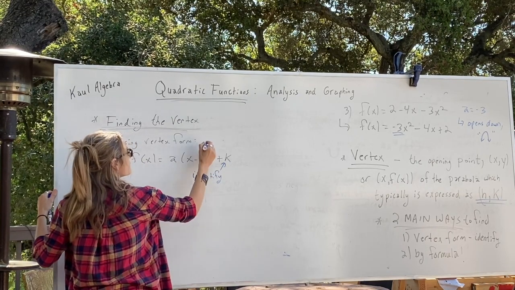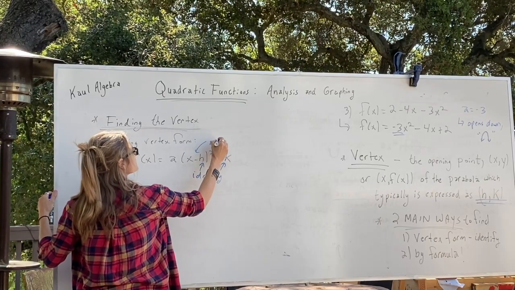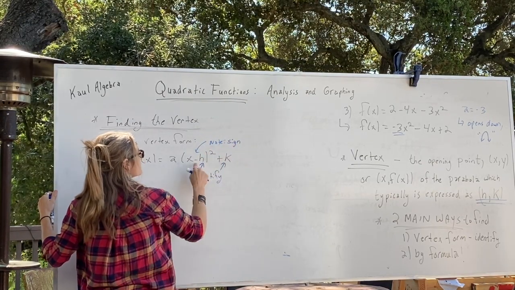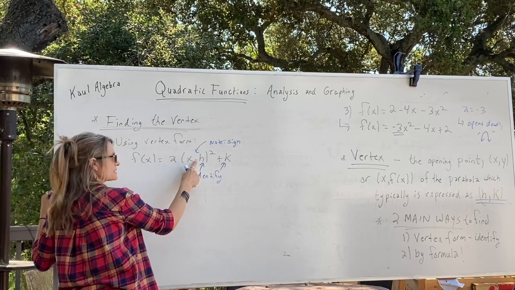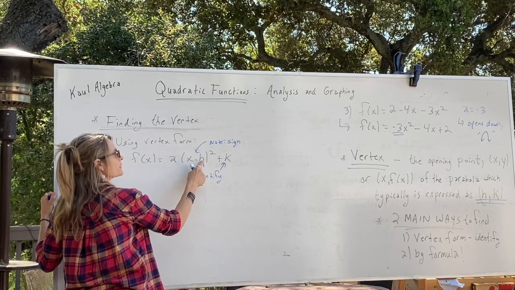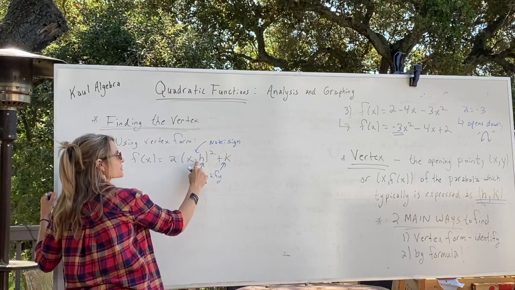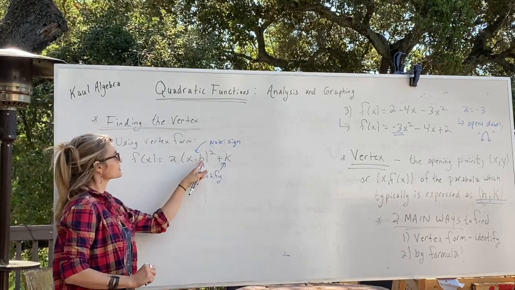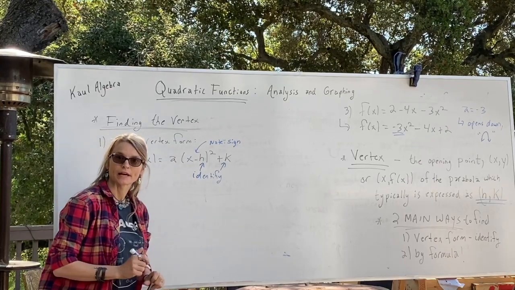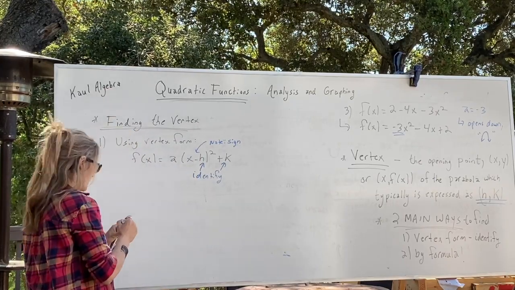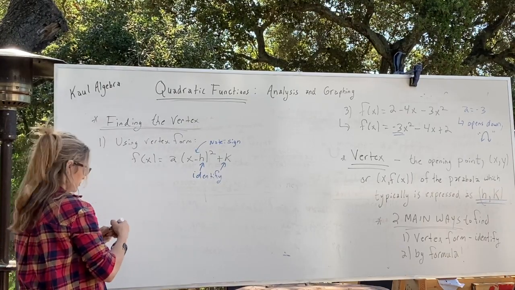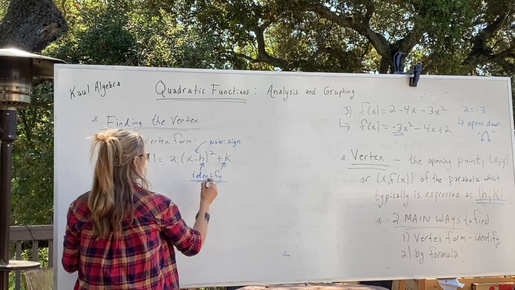And what you want to note is the sign. You always have to have a minus here, and h is going to be whatever needs to occur to make this a negative in front. So sometimes you might have x plus 3, which means the h would have to be a negative 3. So we'll look at some of those examples. So using vertex form, all we have to do is identify the h and k.